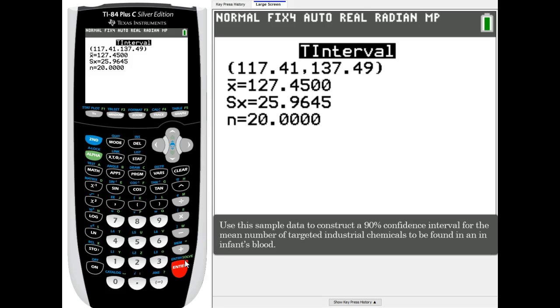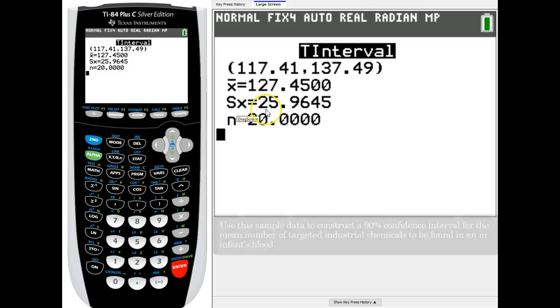It also will calculate our x-bar and the standard deviation of our sample, and our n is 20. But the cool part about the calculator is we can just put in our data and it will do the rest of the calculations for us. If we did already know our x-bar and our standard deviation, we could just plug them into this t-interval and it would calculate it.